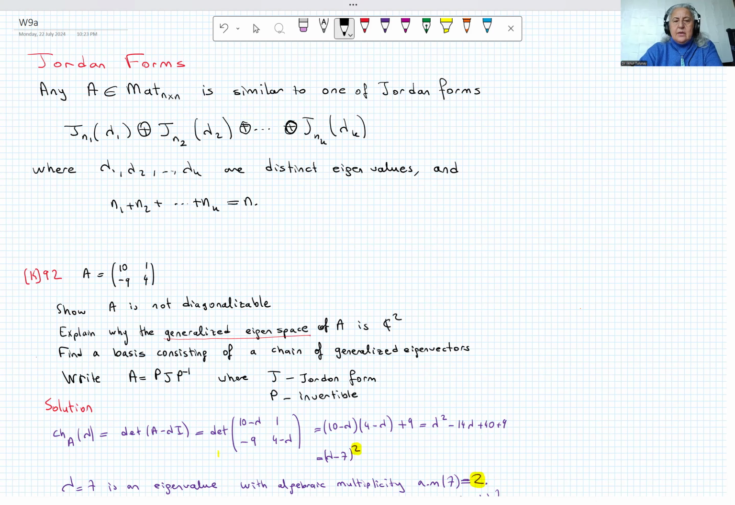As we explained in the lectures, lambda 1, lambda 2, up to lambda k are the distinct eigenvalues. And if you add up those blocks, you end up with the same dimension as your n by n matrix. Now let's do an example and explain it.